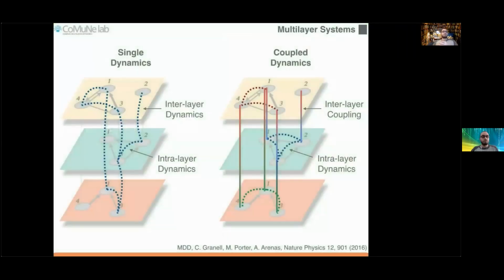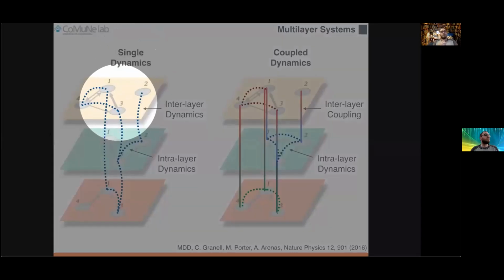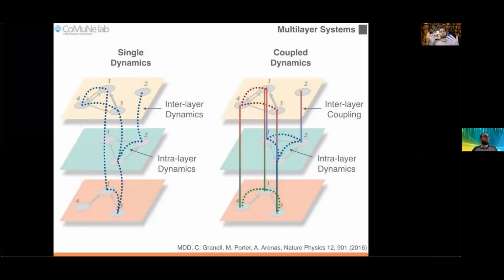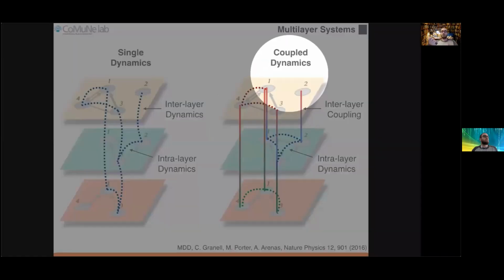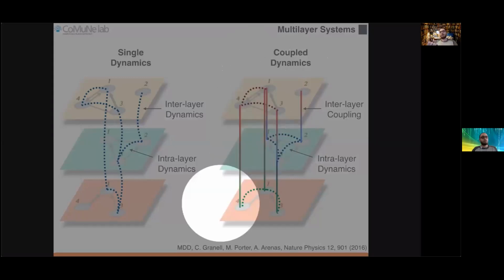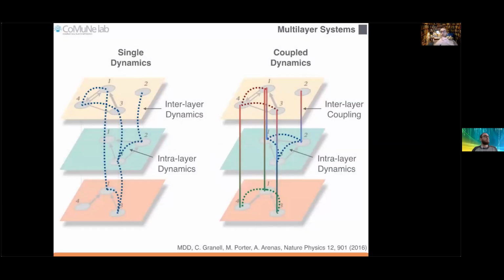Then let's move to the dynamics. There are essentially two big families of dynamics. On the one hand, we have single dynamics, where you have just one type of dynamics defined on both interlayer and intralayer links. Think, for instance, about a random walk on top of the network. And then you can have coupled dynamics. This is a more complicated, or more complex, case where you can have a different dynamical process on each layer, and the interlayer dynamics couple those two or more processes together. We will see an example in practice later in the part about applications.